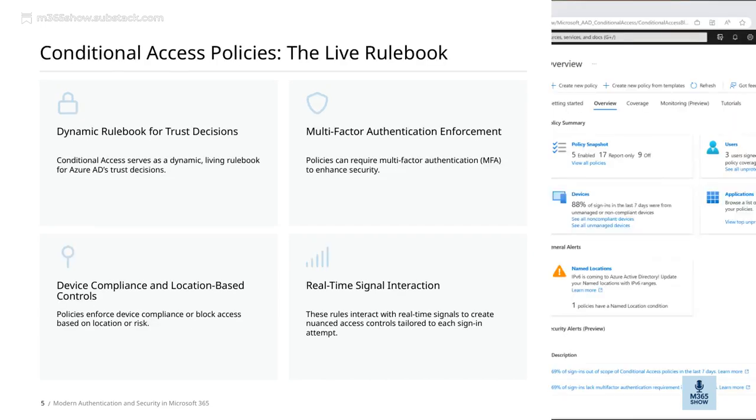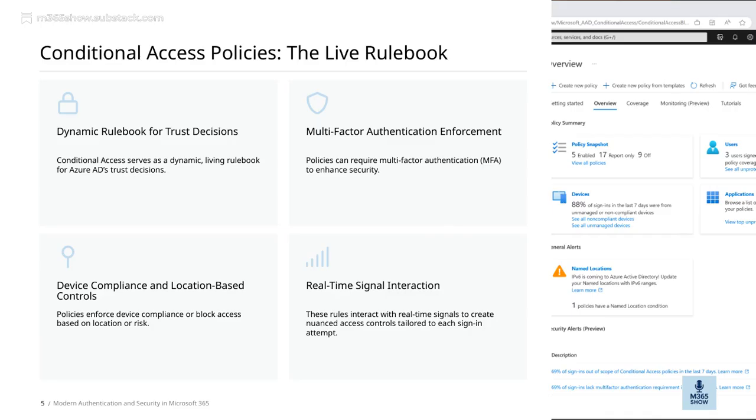Now, let's explore how modern authentication and security work together within Microsoft 365 through these conditional access policies. Think of these policies as a live rulebook that adapts in real time to each sign-in attempt. They don't just rely on static rules. Instead, they interact with signals like device compliance, location, or risk level to make smarter access decisions. For example, if a device isn't compliant or if someone is signing in from an unusual location, the system can enforce additional security measures or even block access altogether.